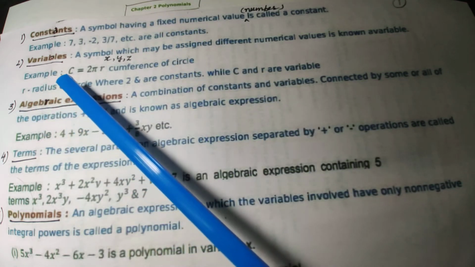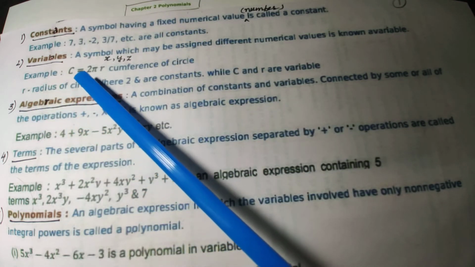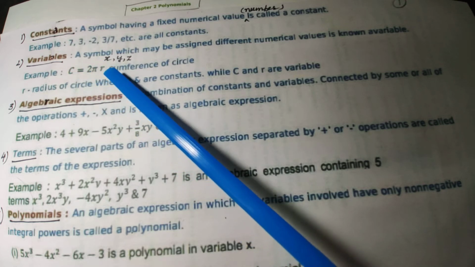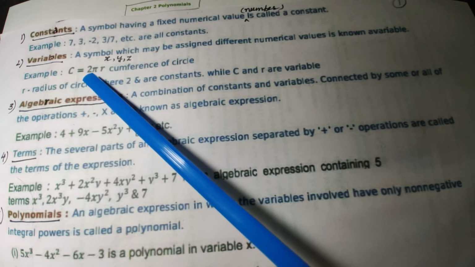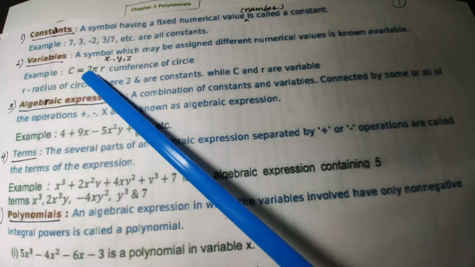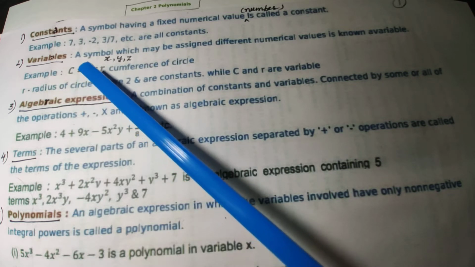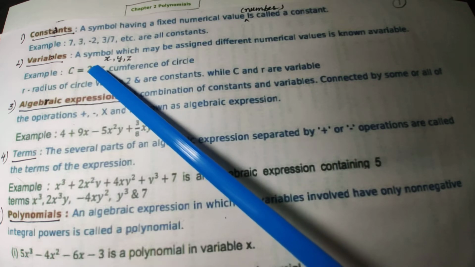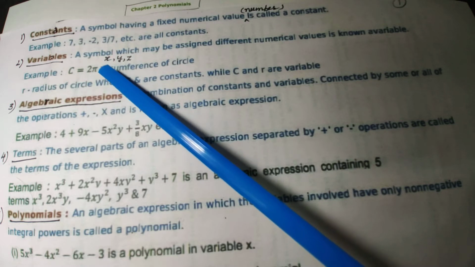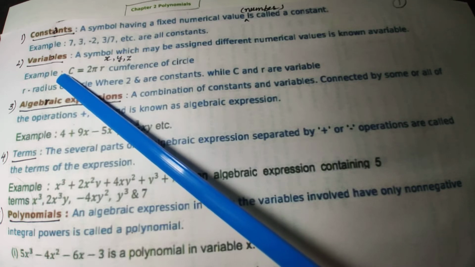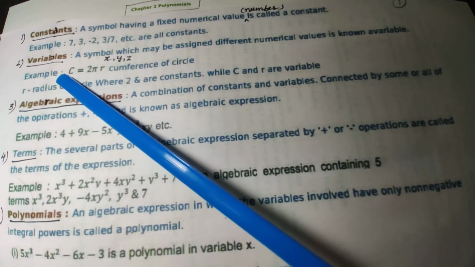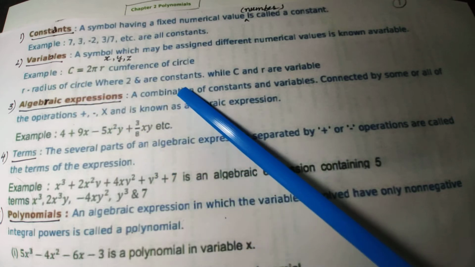One example: see, the circumference of the circle is given by 2 pi r. In this expression, 2 pi is a constant. This is the numerical value, so this is a constant. r, which is the radius, as you all know, keeps on changing, so it is the variable. Similarly, as r changes, c also changes. So the circumference of the circle, which is represented by c, is also a variable here.